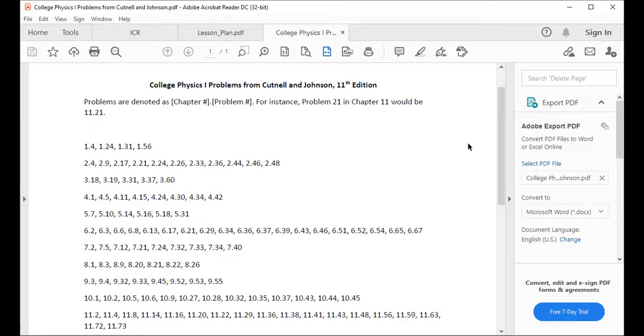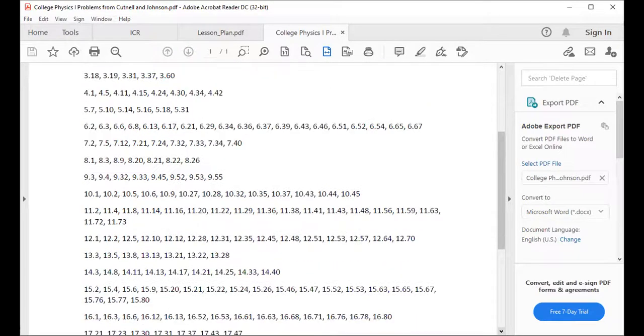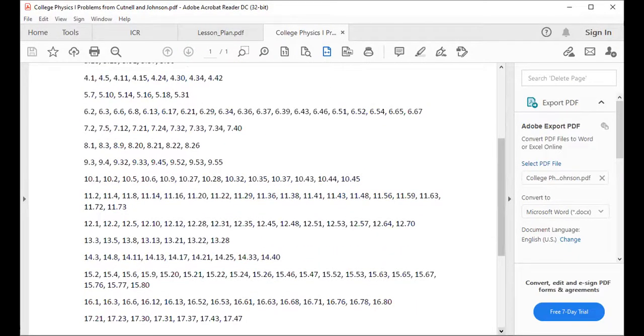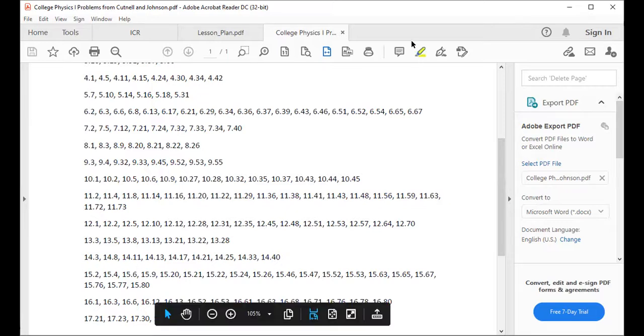As you go along, there are 17 chapters altogether. So problem 21 in chapter 17 would be 17.21. Please use this nomenclature when you do your problems. Okay. So all of the problems that I will ever assign in this class are located right here. That is it. So that's the problem set.